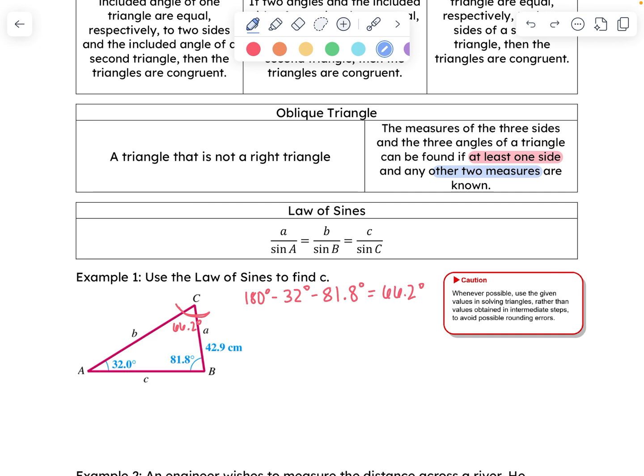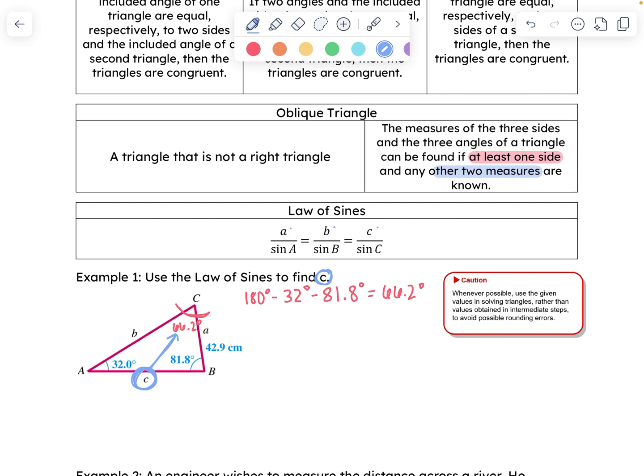This lowercase c right here is the side. So all the lowercase letters are the sides. The uppercase letters are our angles. So I'm trying to find this side right here, which means I'm going to use that angle. And then I need to figure out which other side and angle I know to help me set up my ratio.